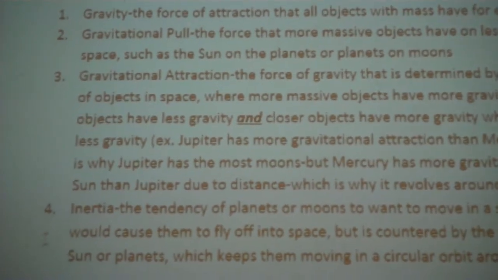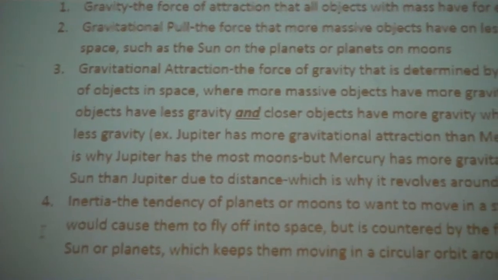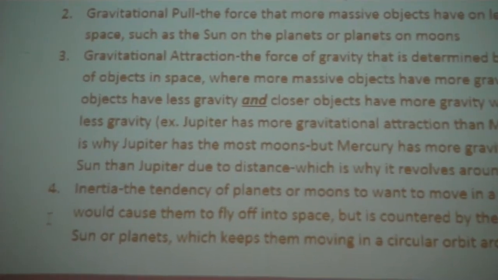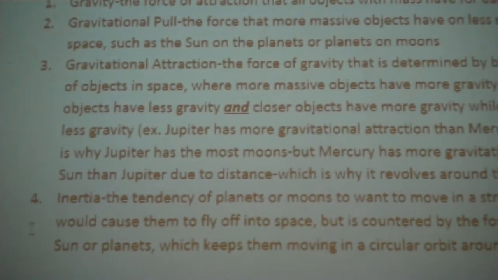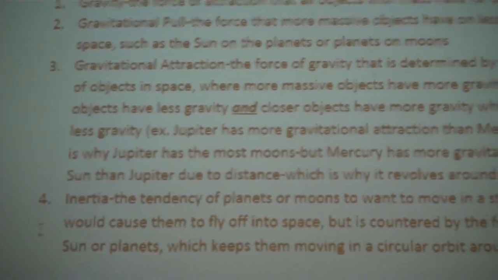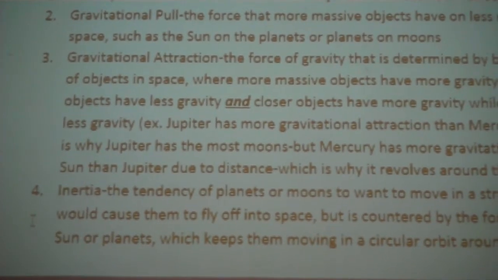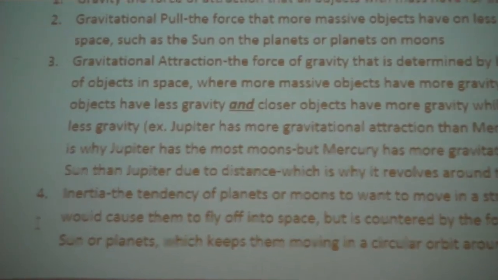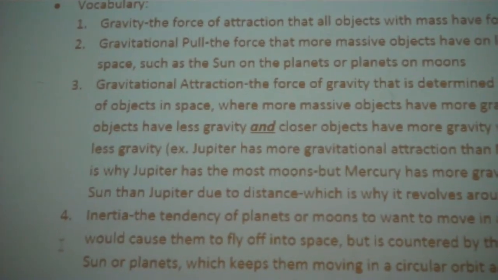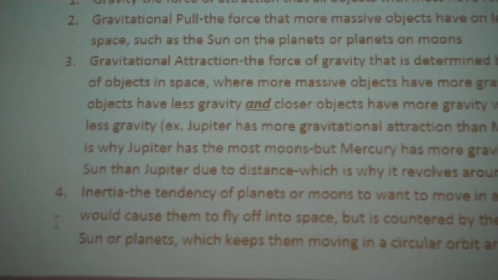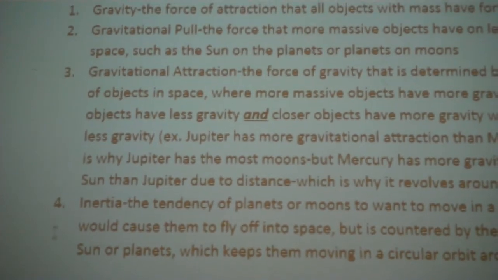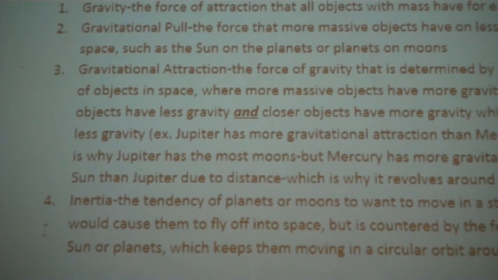So gravity keeps them moving around, and inertia causes them to want to fly off into space in a straight line. But just remember, inertia is countered by that gravity of the bigger objects, which keeps the smaller objects moving around an orbit from the bigger objects. So please make sure that you have those 4 words and definitions copied down on page 32 of your notebook, so that way you can get started with your work in class.